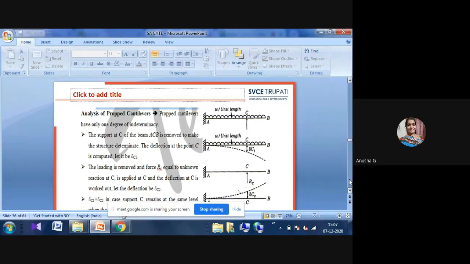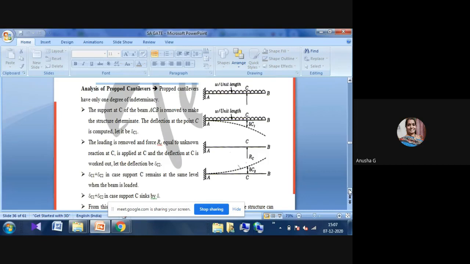Next, whenever we are applying different types of unit load methods, now we will observe the analysis of the propped cantilever. The propped cantilever itself we told already. There will be one more support at the far end or at the center. These are all propped cantilevers. There will be 1 degree of indeterminacy internally.